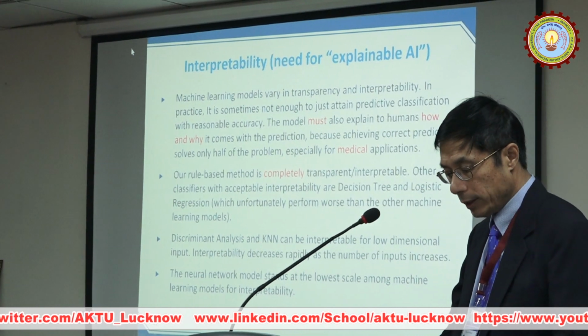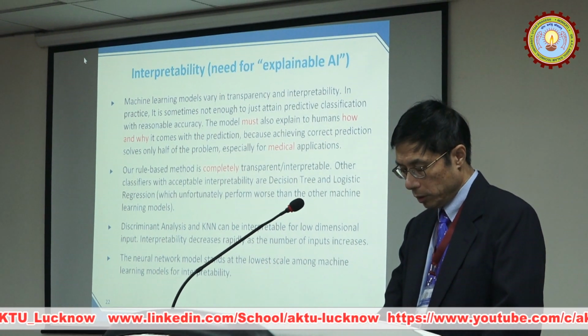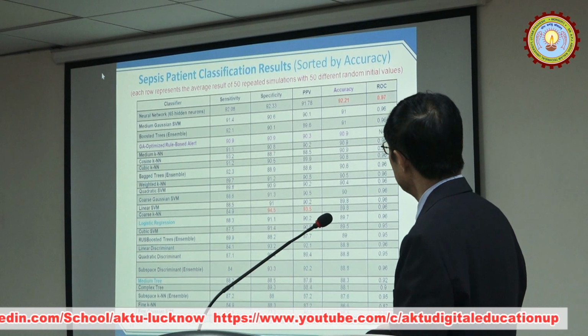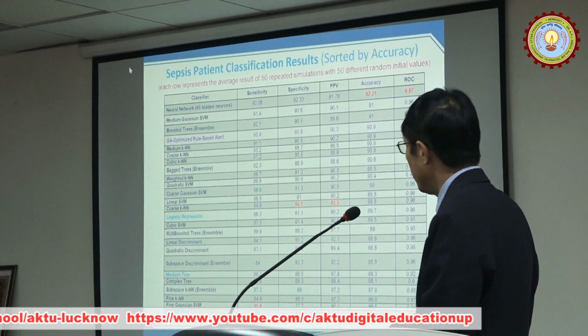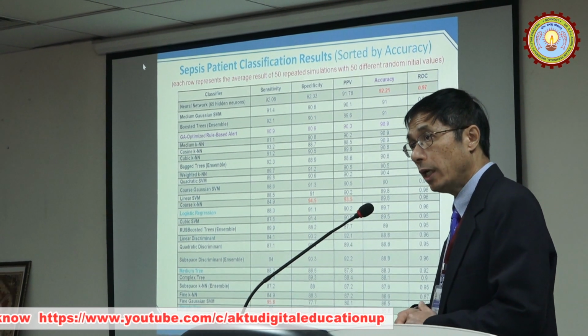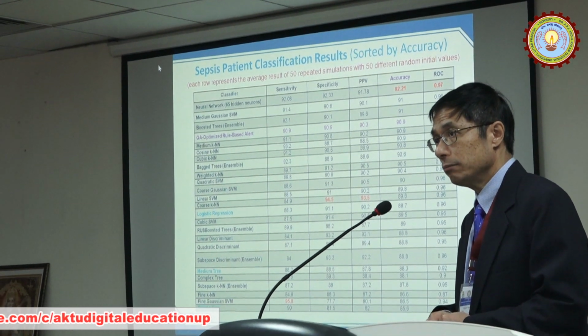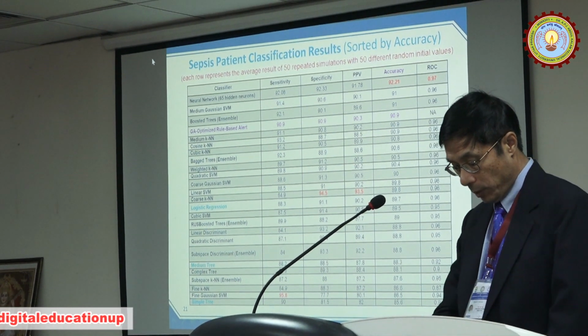So if you look at the table, all the good ones, all the machine learning models with better accuracies, are complicated models. They are black boxes. They cannot tell you why they do what they do. So that is a problem.